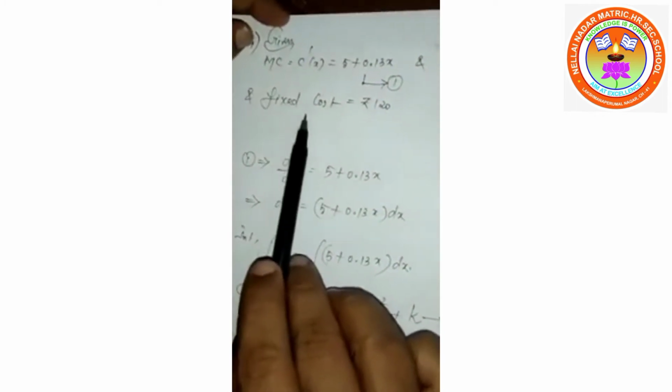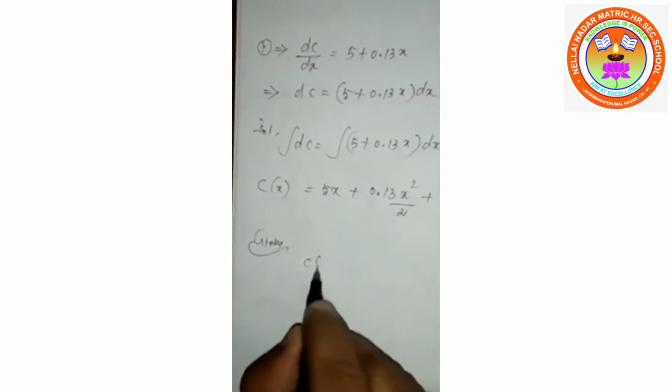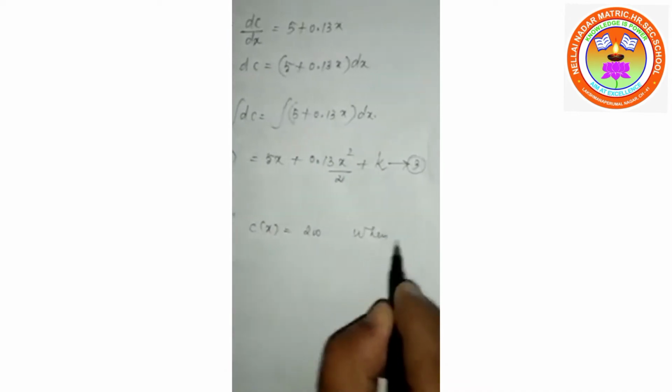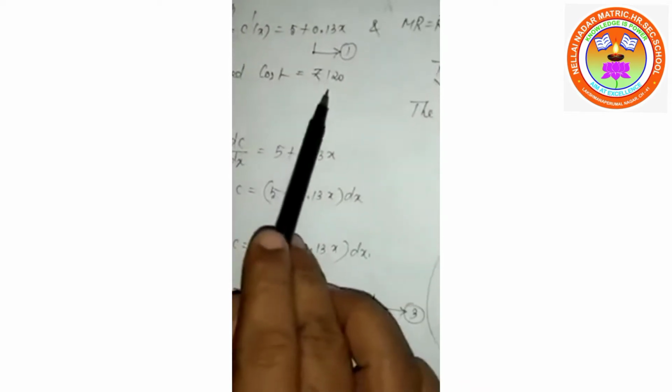Now you are given the fixed cost. Today I told you, when you are given fixed cost, you have to consider x as 0. Given c of x equals 200 when x equals 0. This fixed cost means c of x, so x should be considered as 0. Substitute in equation number 3.